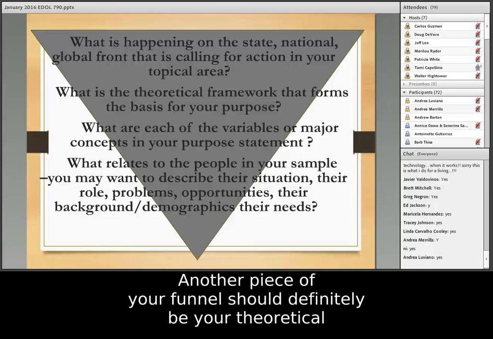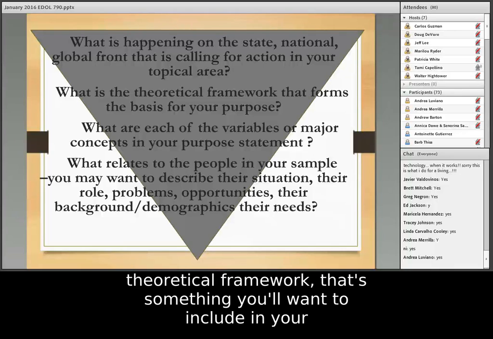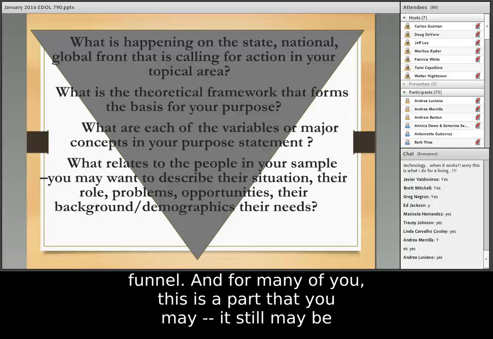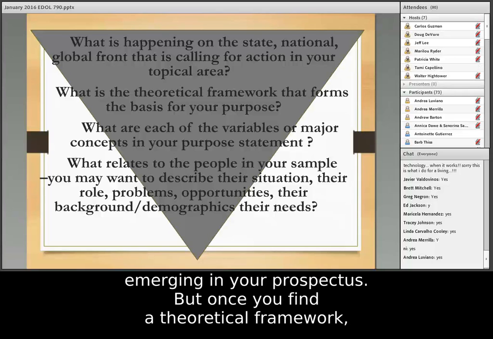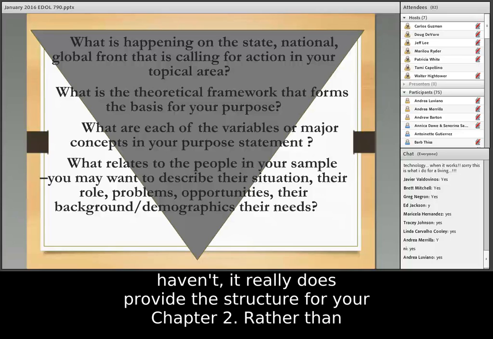Another piece of your funnel should definitely be your theoretical framework. If you're basing your research on any particular theoretical framework, that is something you're going to want to include in your funnel. For many of you, this is a part that may still be emerging in your prospectus. But once you find a theoretical framework, and I'm sure your prospectus teacher will talk to you about that if you haven't, it really does provide the structure for your Chapter 2.